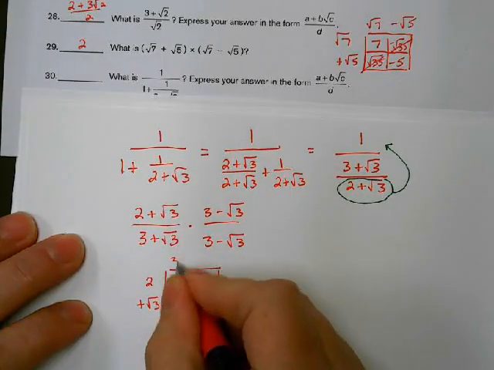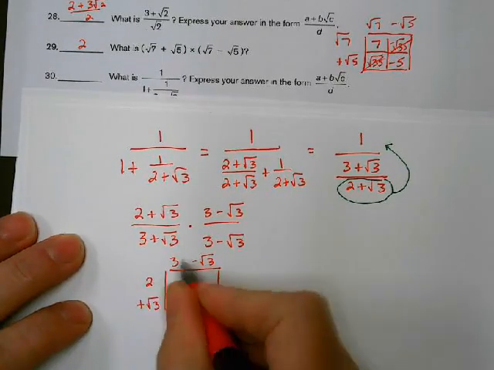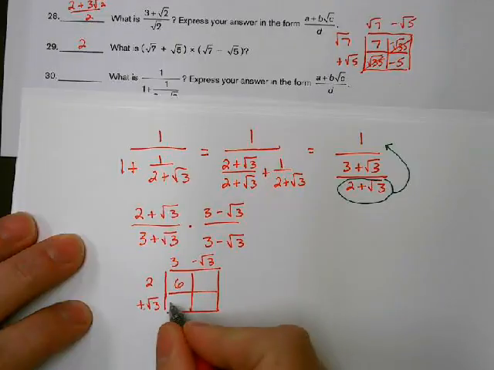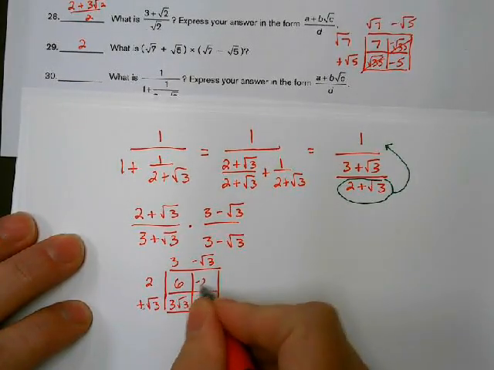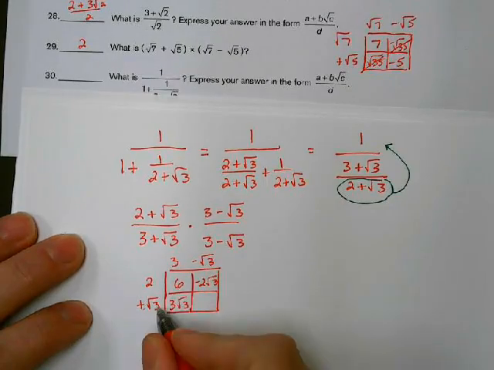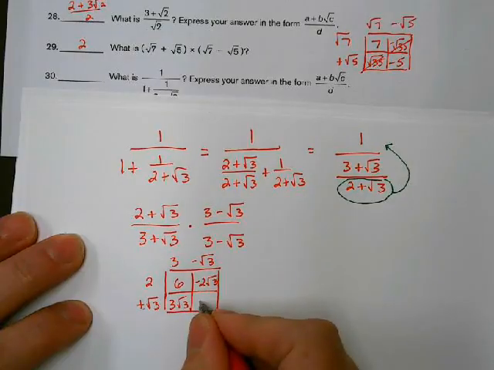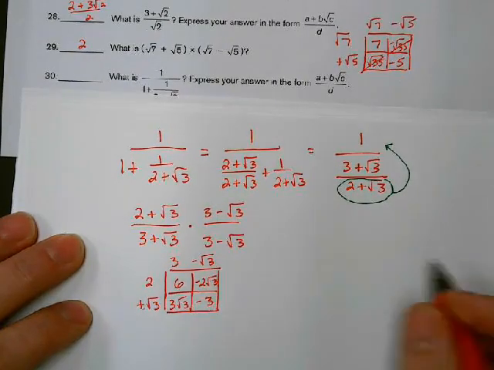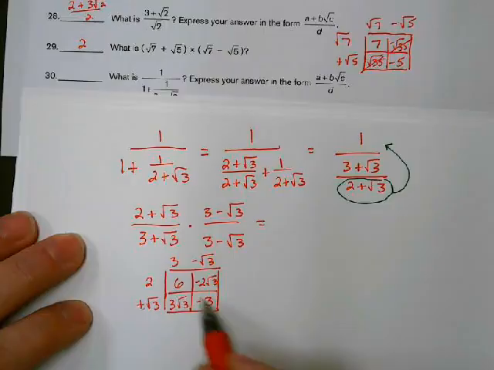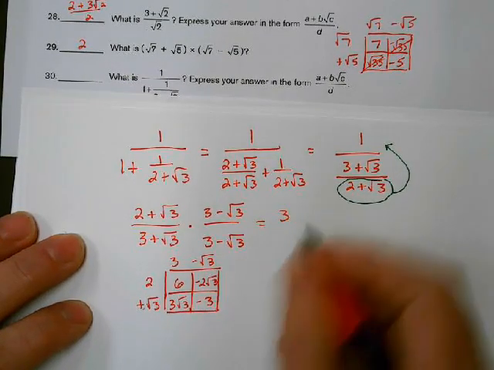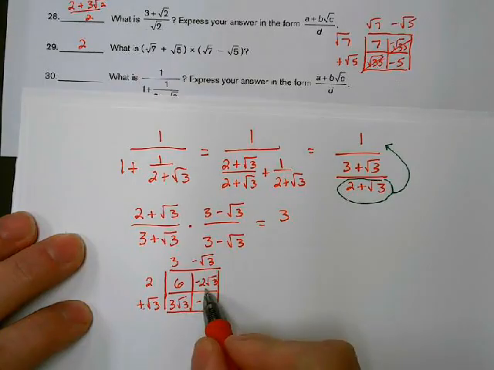2 times 3 is 6. 3 times root 3 is 3 root 3. 2 times negative root 3 is negative 2 root 3. And root 3 times root 3 is 3, but it's going to be negative because we have a negative there. So that's going to be negative 3. So in my numerator, the 6 and the negative 3 here make 3. 3 root 3 minus 2 root 3 makes positive 1 root 3.